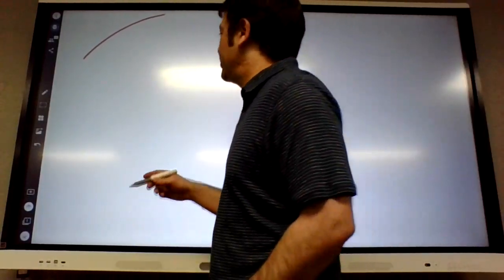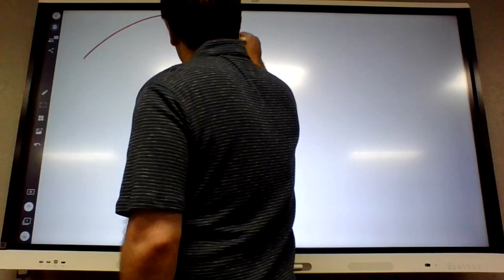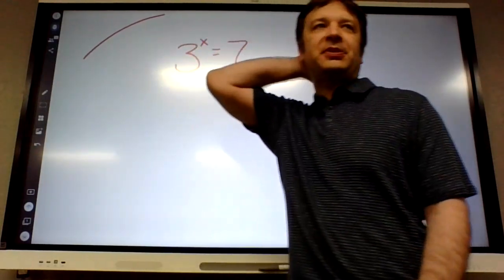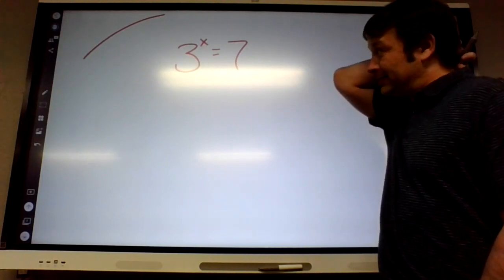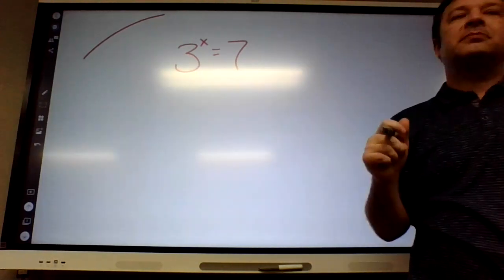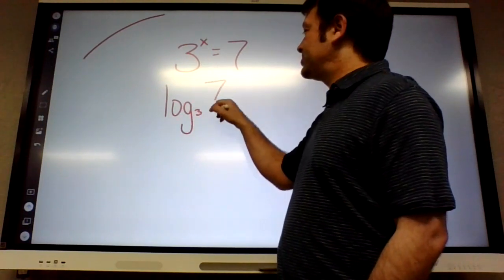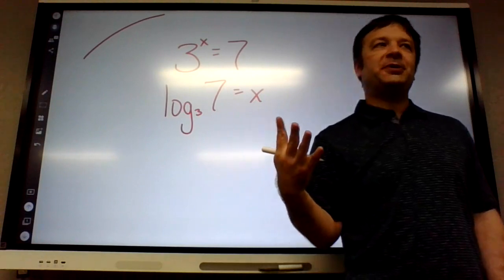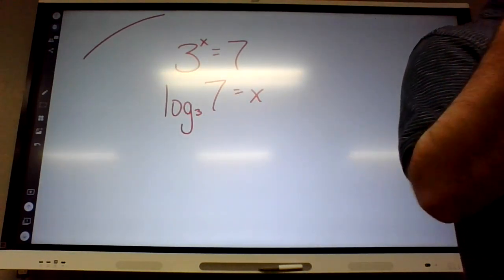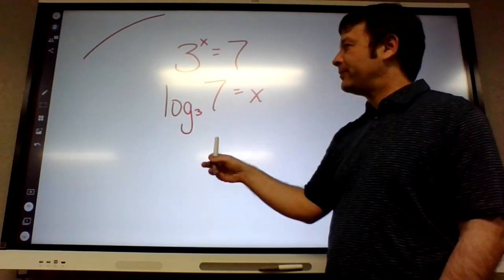Stuff we're supposed to know right now. So if I have like 3 to the x equals 7, how would I solve this? Log base 3 of 7 equals x. Log base 3 of 7 would give me the x. Okay, so if it starts in exponential form, the variable's in the exponent. You can change it to log form, and then this will solve it for you.